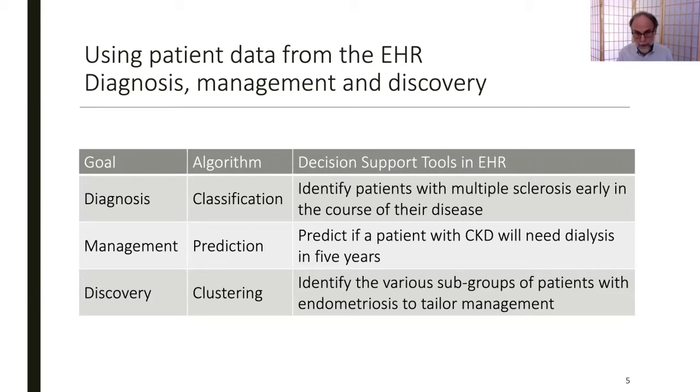We also have predictive algorithms, and we could try answering the question, can we predict if a patient with chronic kidney disease will need dialysis in 5 years? This obviously helps in management. And lastly, another popular algorithm in machine learning is clustering. We presume that a patient who phenotypically has the same disease as another patient might actually not have the same disease, that if you broke it down, there are subtypes of the disease. And we could use clustering to ask, are there various subgroups of patients with endometriosis? And that would help us tailor management.